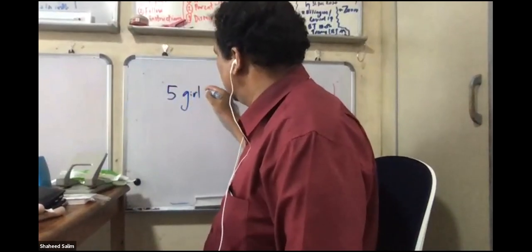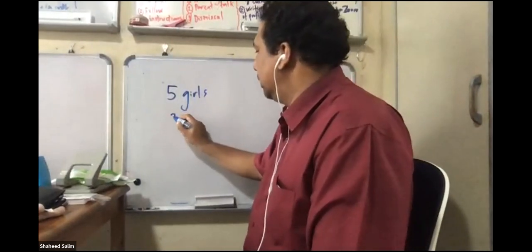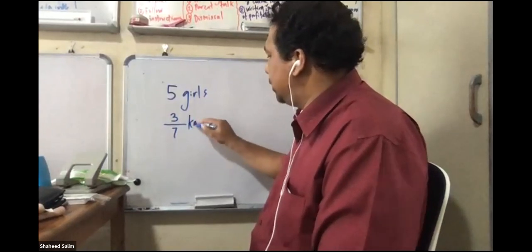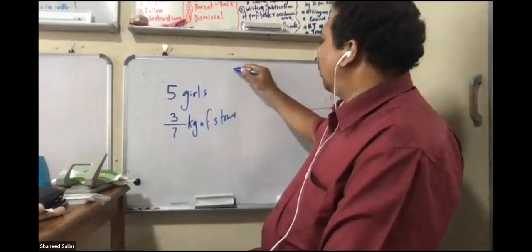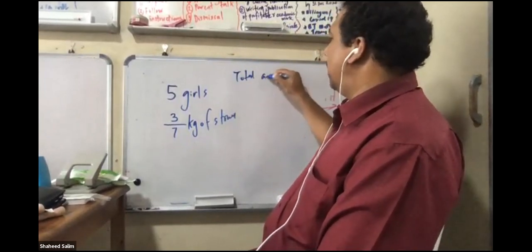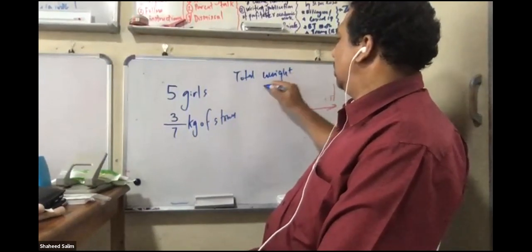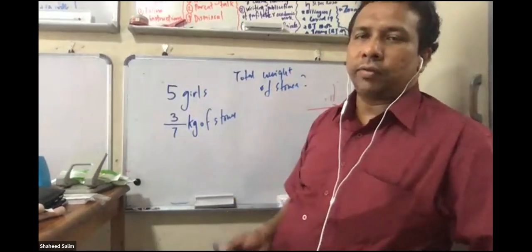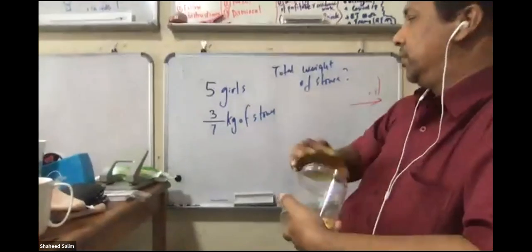Girls. Okay. And each girl has 3/7 kg of stones. What's the total amount of stones? Total weight of stones. Answer please. Total weight of stones. If you do not know, change the fraction to a number and then see what you do. Follow the same steps.